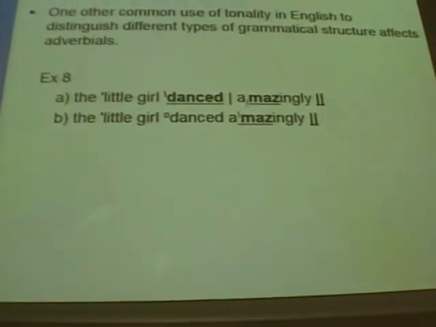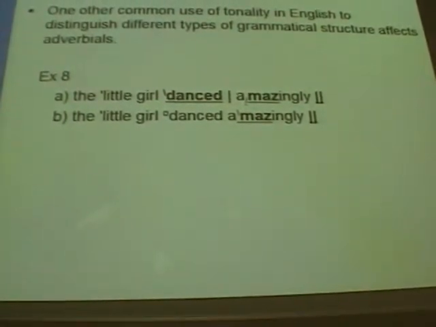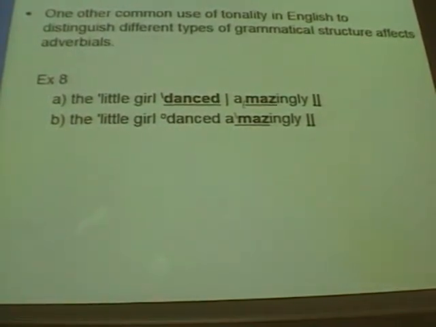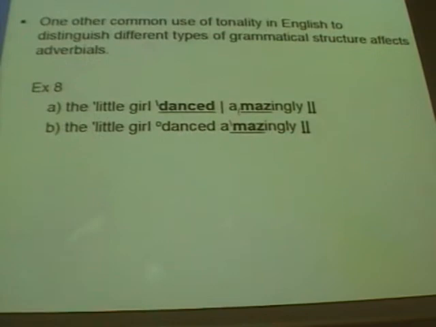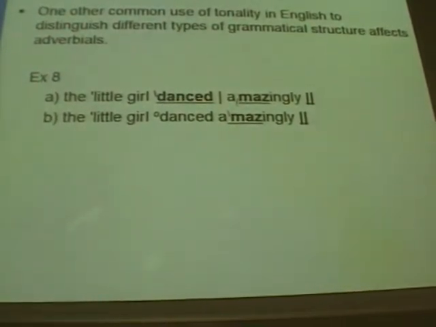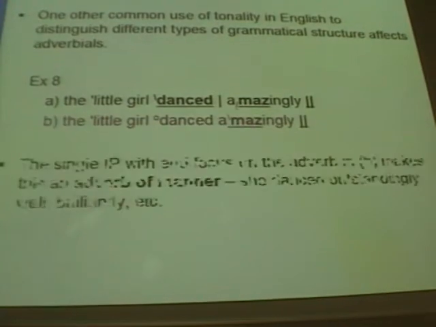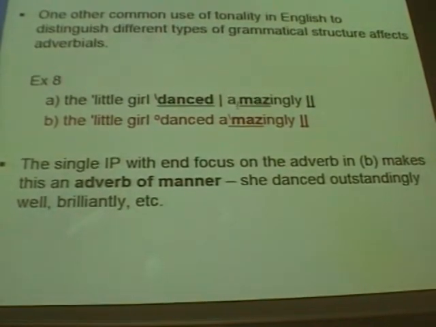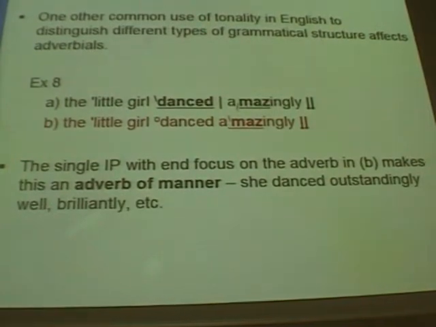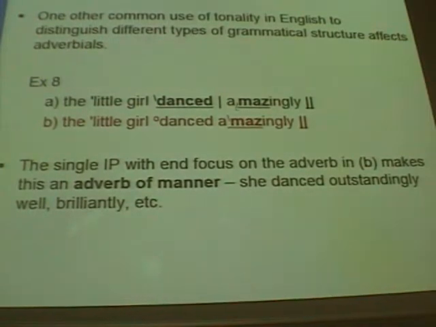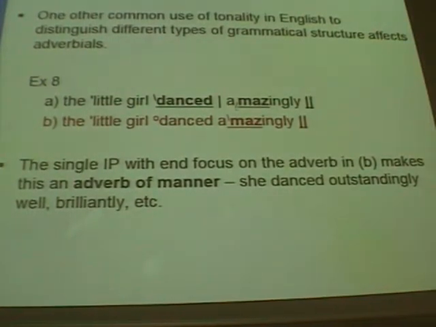Another common use is to distinguish different types of grammatical structures, adverbial structures. Here we've got, in example 8, the little girl danced amazingly, and the little girl danced amazingly. Well, in the second one, in B, it's an adverb of manner. It's the one that we perhaps understand most readily. She danced outstandingly well. She's a brilliant dancer. The little girl danced amazingly. We were stunned.